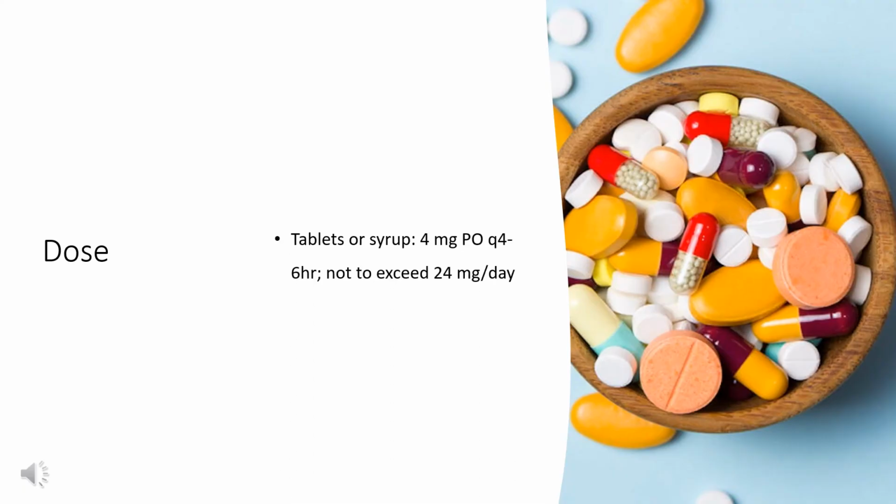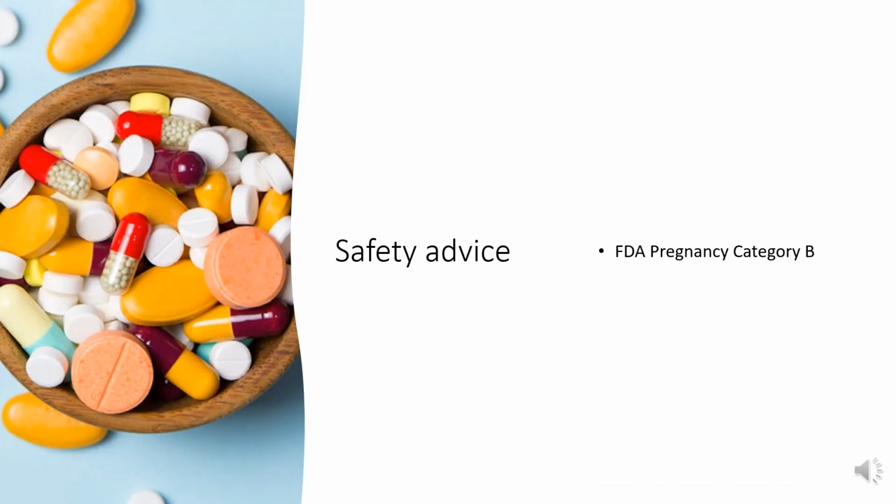Dose. Allergic rhinitis. Tablets or syrup, 4 mg, PO every 4 to 6 hours, not to exceed 24 mg per day. Extended release tablets, 8 mg, PO every 8 to 12 hours, or 12 mg every 12 hours, not to exceed 24 mg per day. Extended release capsules, 12 mg, PO daily, not to exceed 24 mg per day. Sustained release capsules, 8 to 12 mg, PO every 8 to 12 hours, up to 16 to 24 mg per day. Safety advice. FDA Pregnancy Category B, no proven risk in humans.